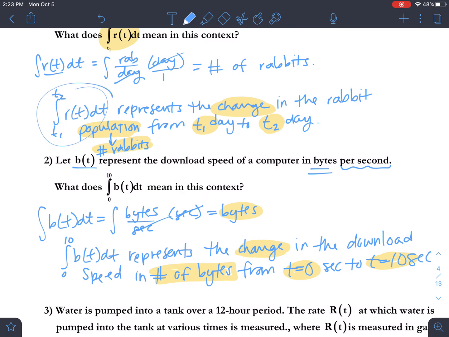Or not happened, how many rabbits were added to the population? Okay, added or subtracted to the population. That would be this integral of net change.